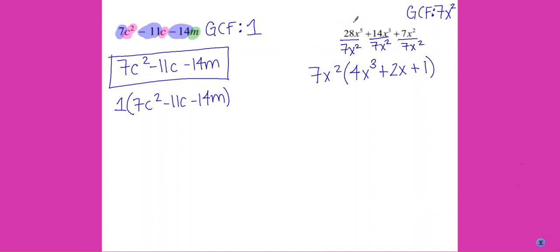A hint is that when there's 3 terms in the original problem, then there should be 3 terms inside the parentheses, because we said the way of checking our answer was to distribute the GCF that we took out back into our parentheses. If we don't have the 1 there, if we just drop it because they cancel out, when we distribute, we'd only get 2 terms when we should have 3.